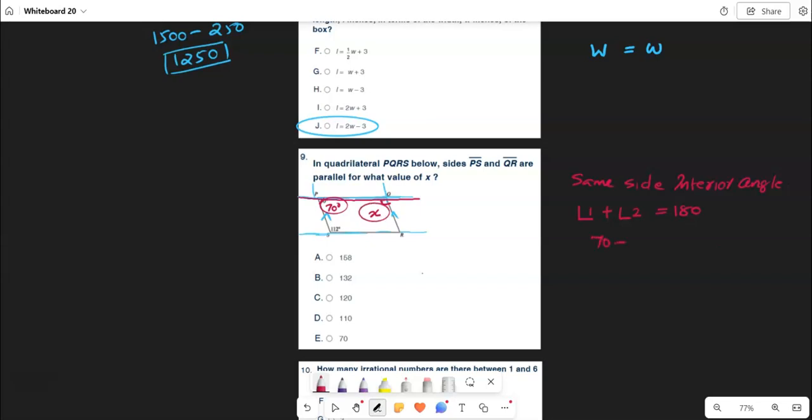That means 70 plus X is equal to 180. That means X is 180 minus 70, that is 110. So do we have 110? Yes, we have 110. That is the right option.